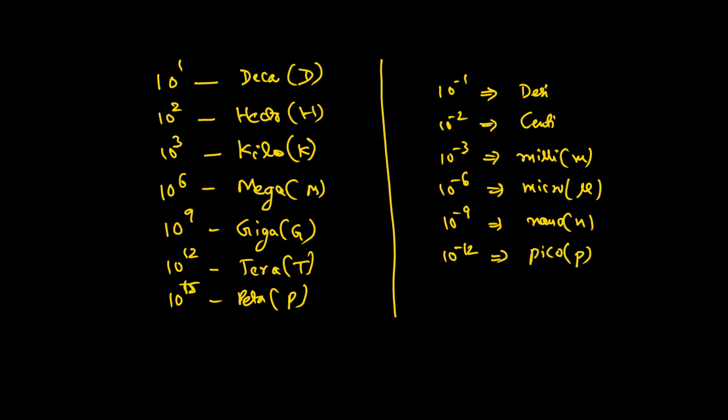See, 10 to the power of positive integers is denoted by capital letters, and 10 to the power of negative integers is denoted by small letters. Okay, you have to remember these points also. So these also come under standard values.